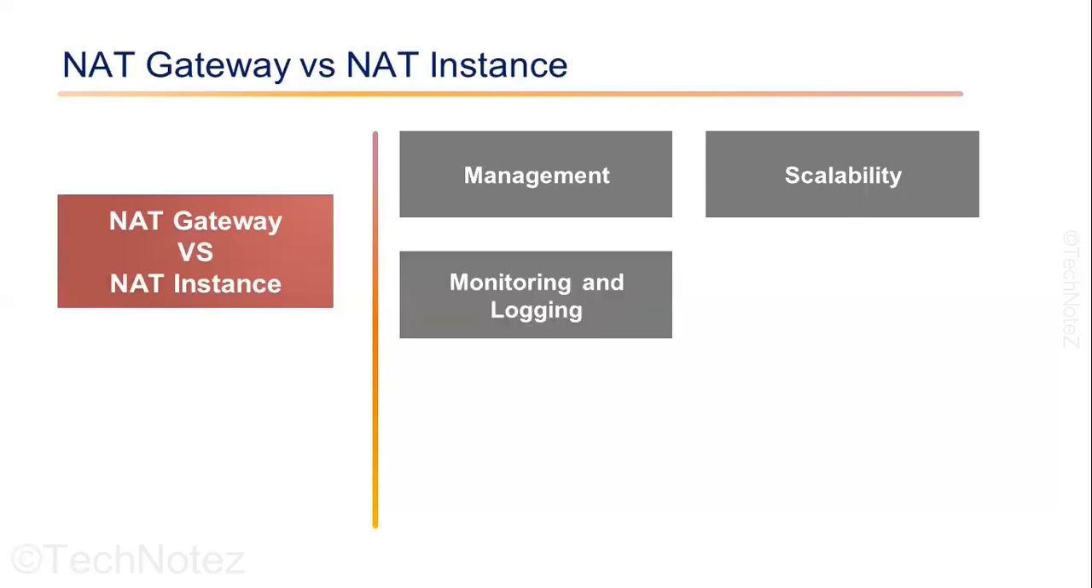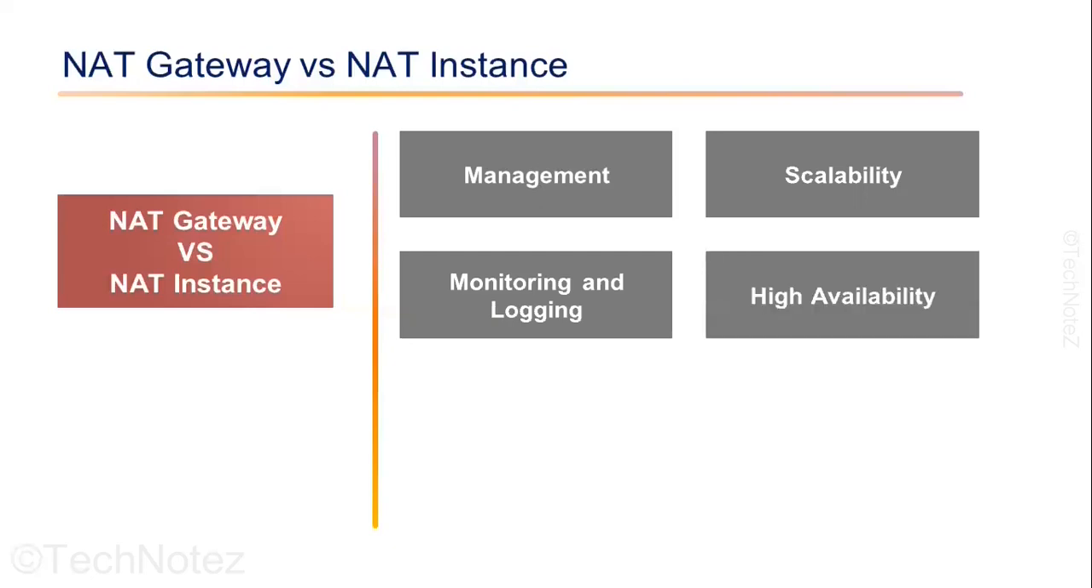Monitoring and logging. NAT gateway provides monitoring and logging through Amazon CloudWatch metrics and CloudTrail logs, while a NAT instance requires a manual setup and configuration. High availability. NAT gateway provides automatic failover in the event of an instance or an availability zone failure, while a NAT instance requires a manual failover setup and configuration. Cost. NAT gateway has a predictable and low hourly cost, while the cost of a NAT instance depends on the instance size and usage.